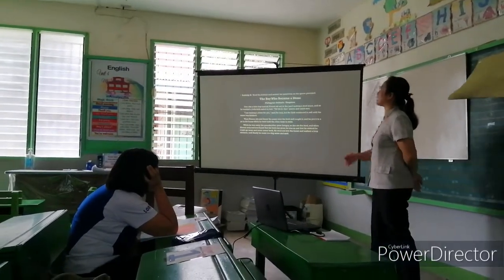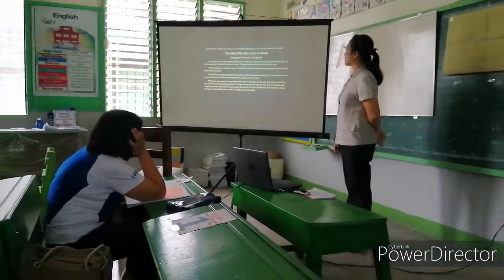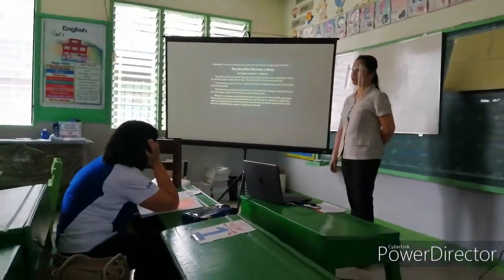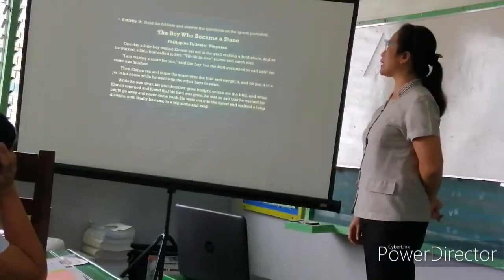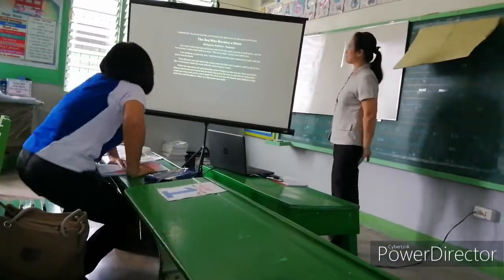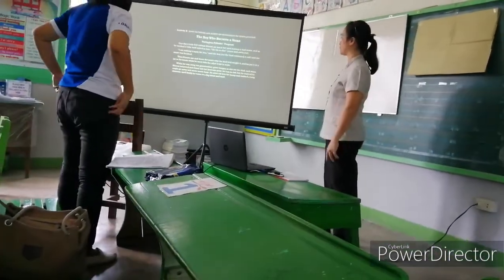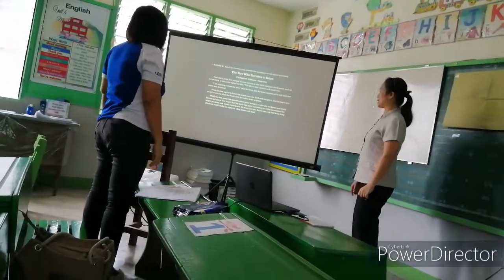Activity B. Again, read another folktale, okay, and answer the following questions on the space provided. This is about the boy who became a stone. Lori, kindly read it, please. The boy who became a stone. Read the folktale.